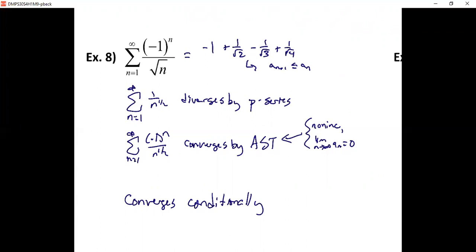And then the second is the limit as n approaches infinity of b sub n is 0, so this is true. So by the alternating series test, this converges.